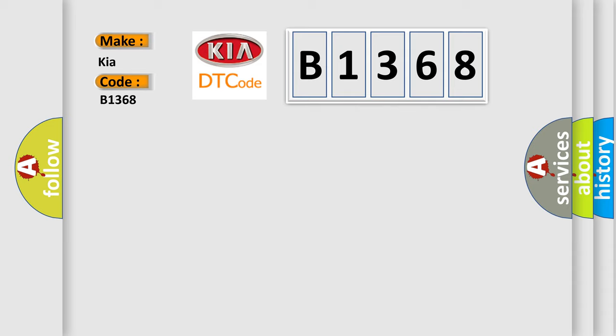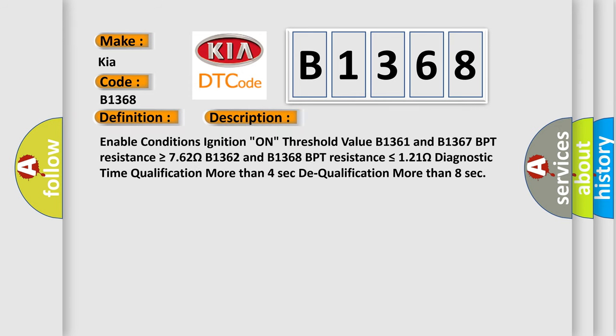So, what does the Diagnostic Trouble Code B1368 interpret specifically for Kia car manufacturers? The basic definition is PBPT circuit resistance too low. And now this is a short description of this DTC code. Enable conditions: ignition on. Threshold values: B1361 and B1367, BPT resistance is greater than or equal to 762 ohms. B1362 and B1368, BPT resistance is less than or equal to 121 ohms. Diagnostic time qualification more than 4 seconds. De-qualification more than 8 seconds.